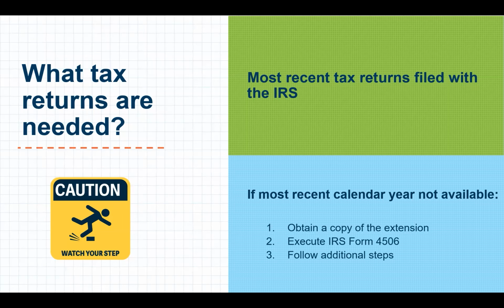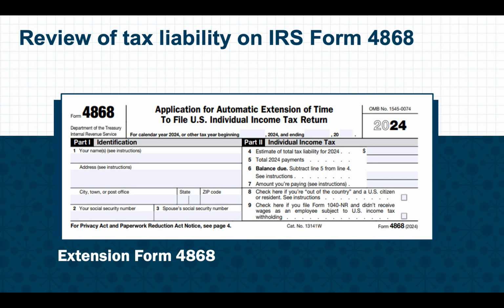Taking a look at the IRS extension form. When your borrower has exceeded the deadline to file taxes, an IRS Form 4868 should have been filed. Line number 4 will reflect the personal or business tax liability. You can compare that year's tax total liability with the prior year's filing and see how they relate. Some lenders will also require evidence that the tax liability has been paid.